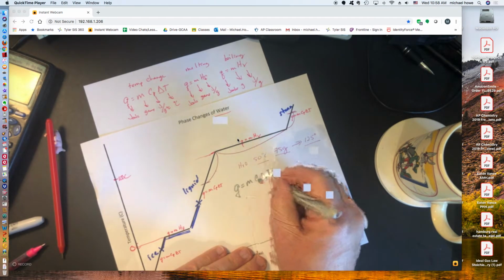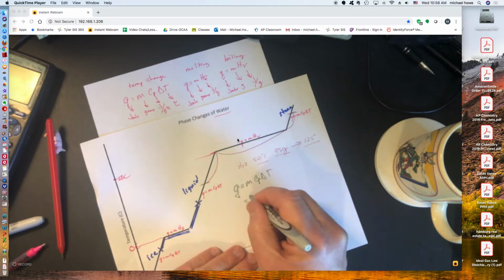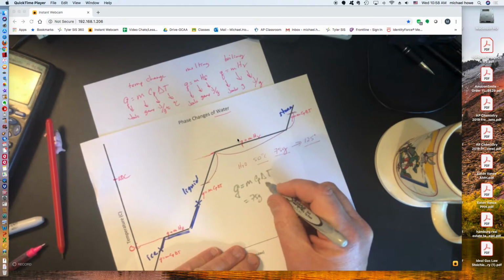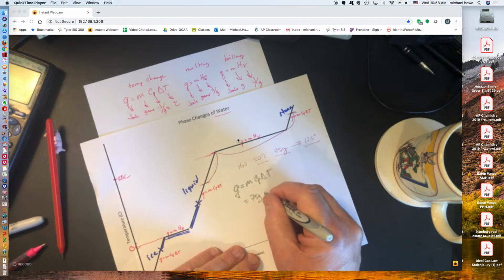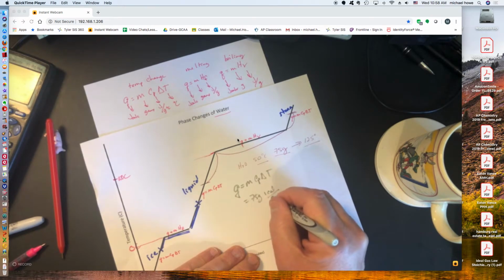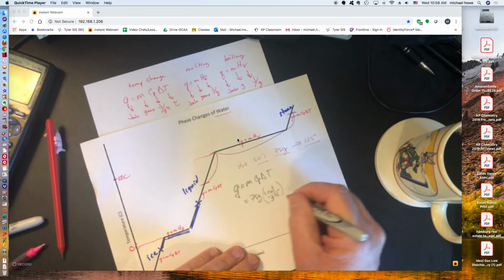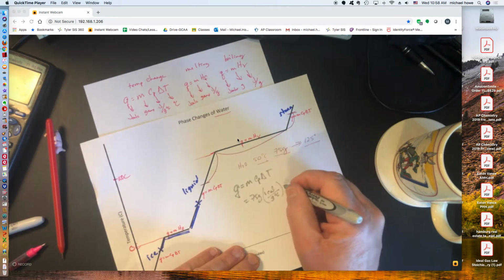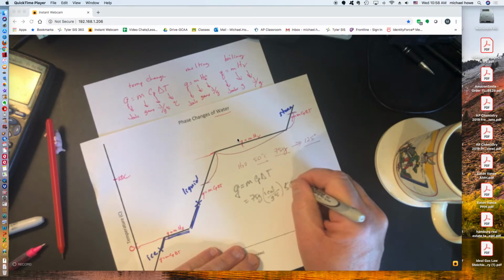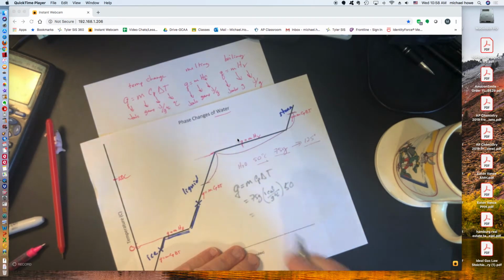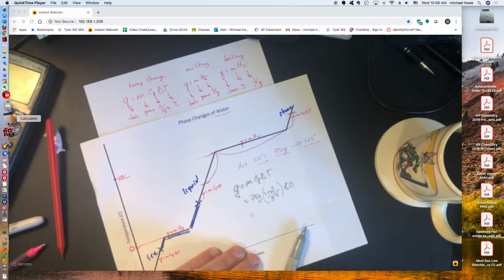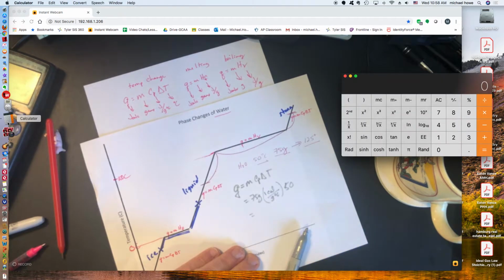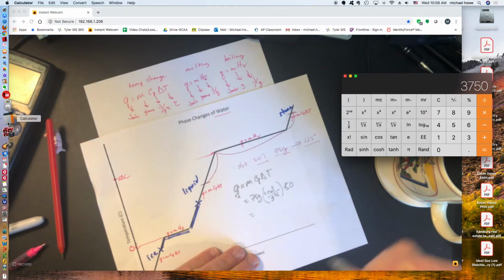So you would end up with a mass of 75. For the specific heat capacity, I'm just going to use the calorie value that will be on the quiz. And the change in temperature from 50 degrees to 100 degrees is a 50 degree change. So you'd end up with 75 times 50. And real quick, we'll calculate that. 75 times 50 is 3,750 calories.